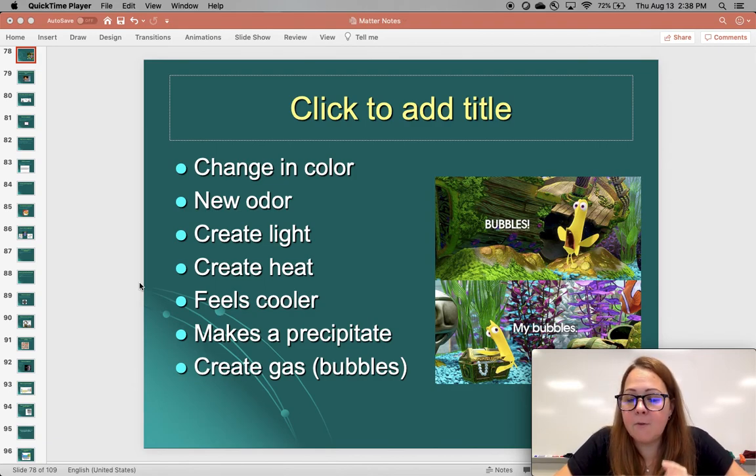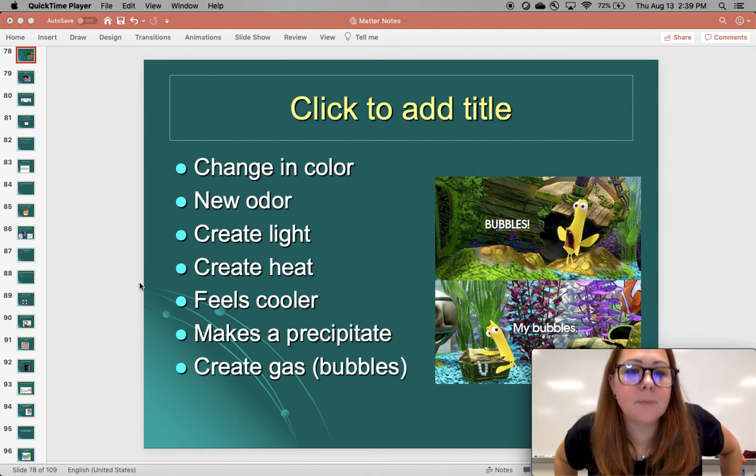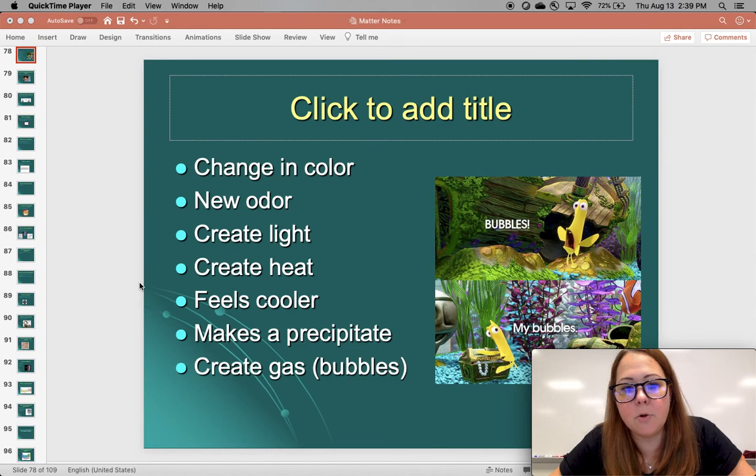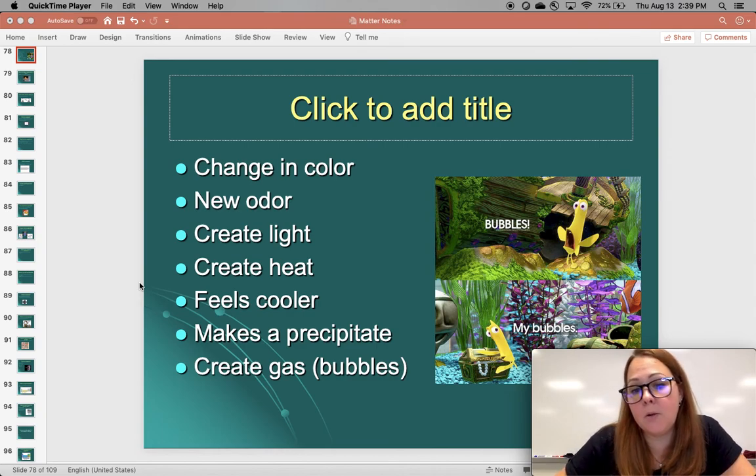And then finally, if you're creating a gas or creating bubbles, that's evidence of a chemical reaction. The best example that I can give you of that is when you add vinegar into baking soda. When you add those two together, you make water, you make carbon dioxide, which is your bubbles, and then you make another chemical compound, and that chemical compound is called sodium acetate. It's actually endothermic as well, so that one will feel colder and it will make bubbles.